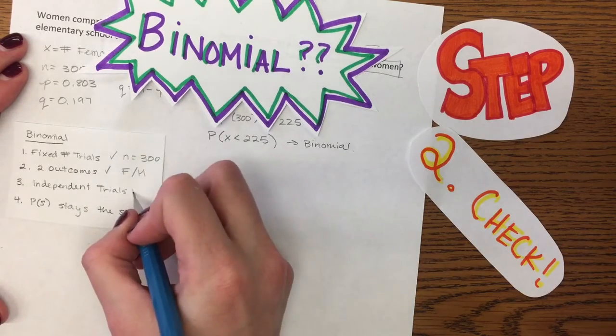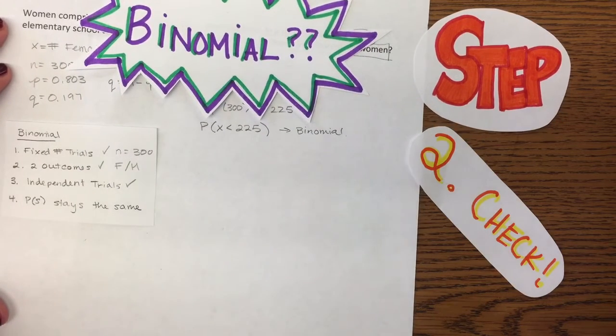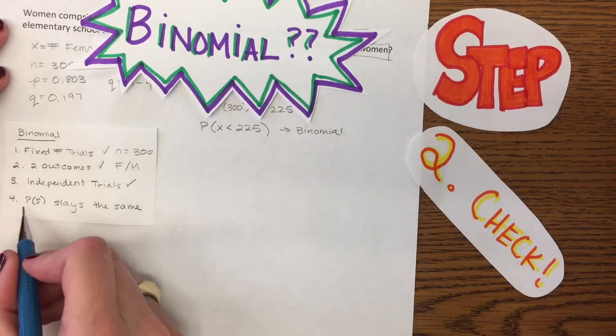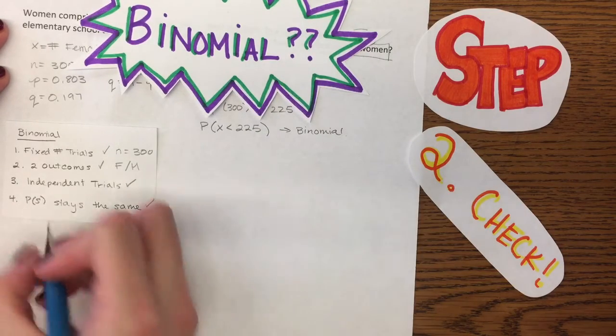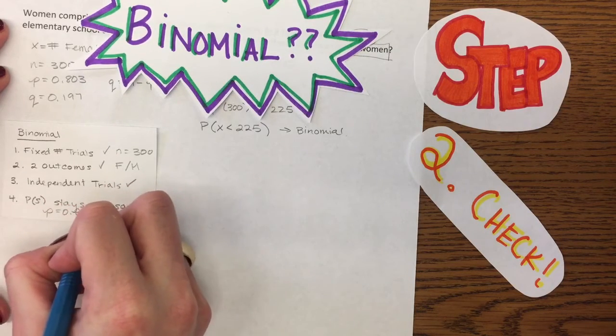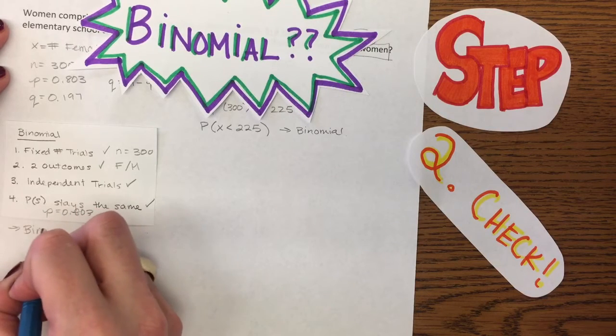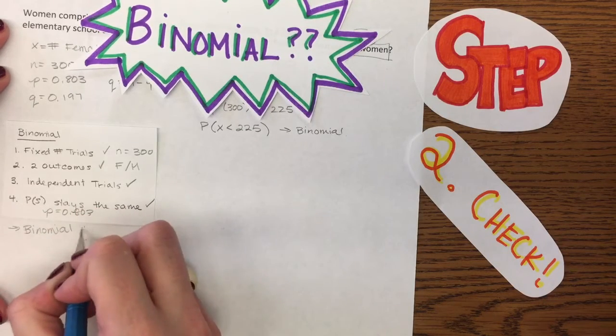We've met this. Are the trials independent? Yes. The population of elementary school teachers is so large that selecting one, with or without replacement, is not going to change the probability of a subsequent choice. So then the probability of success stays the same at 0.803. So yes, this is a binomial distribution.